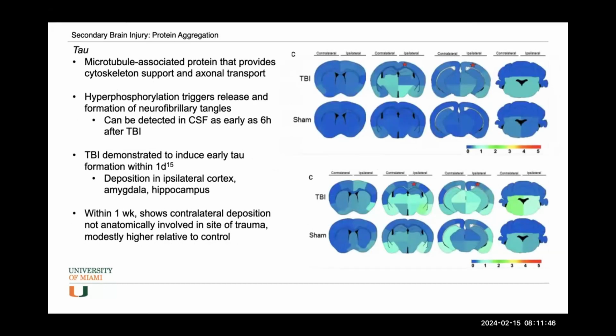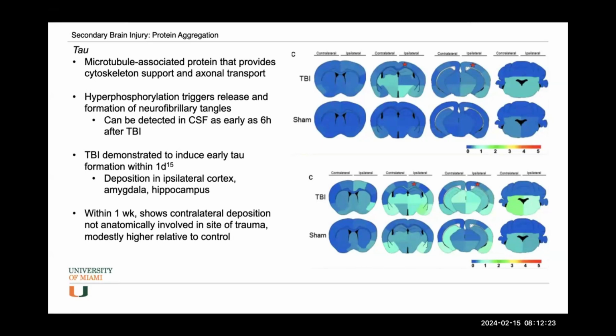So moving away from the cytokines and inflammatory markers, another consideration is the role of protein aggregation within brain injury. So tau protein is a microtubule-associated protein that provides cytoskeleton support and axonal transport in normal neurons. The hyperphosphorylation of tau protein triggers its release, and it leads to the formation of neurofibrillary tangles. This can be detected in CSF as early as 6 hours after a TBI. But what's been shown is that in TBIs, you get early tau formation oftentimes within 1 day.